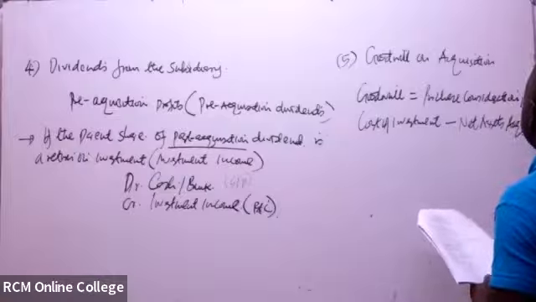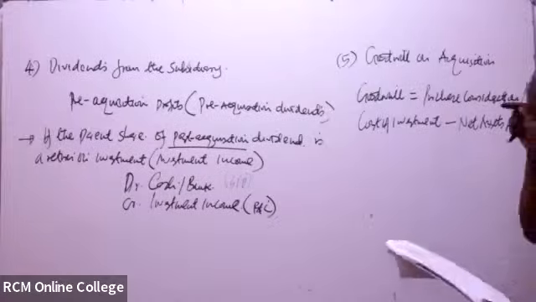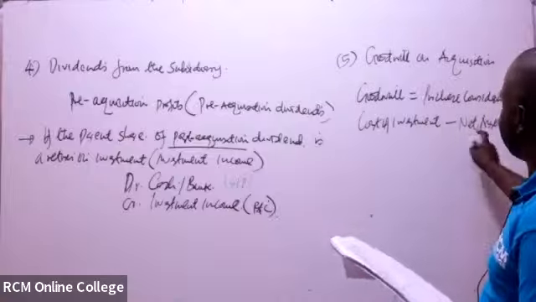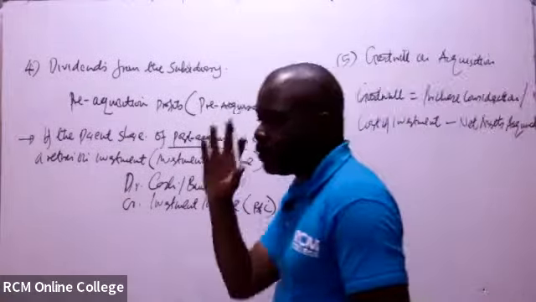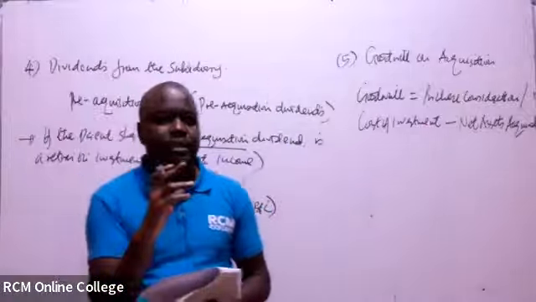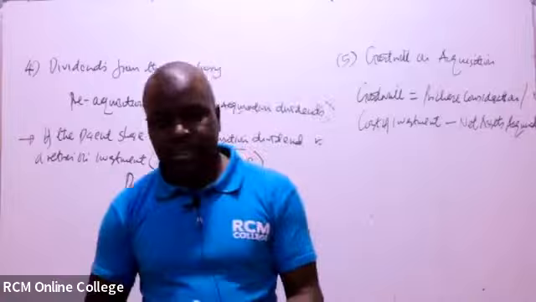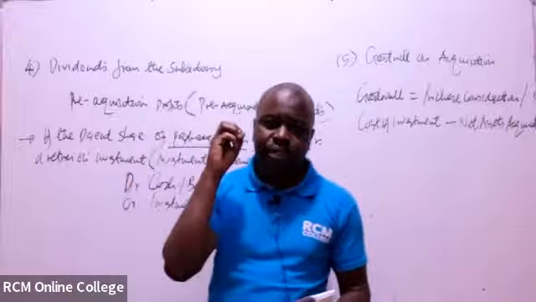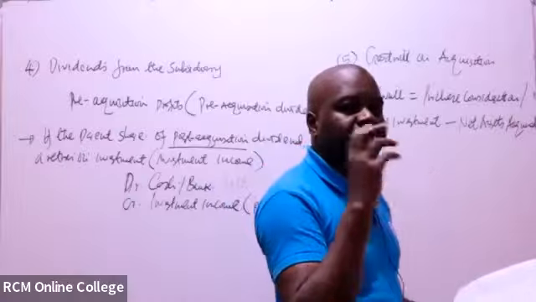This is the general formula. You are basically taking the cost of investment that is appearing in the holding company, and you deduct the net assets acquired in the subsidiary. The net assets basically is the equity part of the subsidiary, or you can say total assets minus total liabilities. That equity part, there's a portion of it you've been able to acquire.